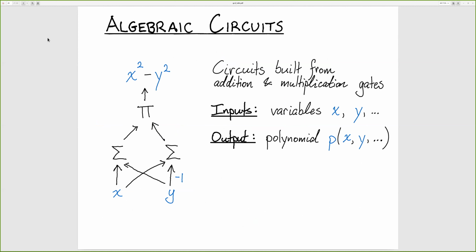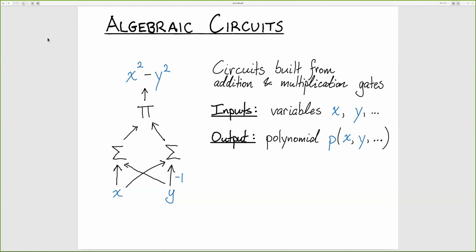These are circuits that are built from addition and multiplication gates. They take as input formal variables, and they output a polynomial over your field, and it's sort of this natural definition where an addition gate computes the sum of whatever its inputs are, and product gates compute, well, the product of their inputs. So this gate computes x plus y. This gate computes x minus y. And this gate computes their product, which is x squared minus y squared.